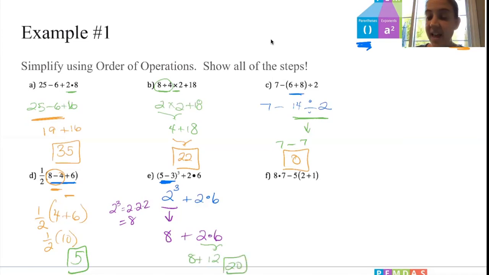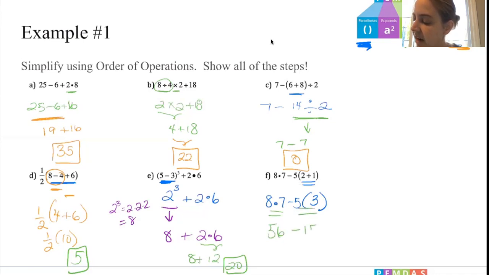On the next set, in letter F, we're dealing with parentheses again. So 2 plus 1 is 3. Bring down everything else. 8 times 7 minus 5 times 3. Let's look at multiplication and division. We want to go left to right. So on the left, 8 times 7 is 56. Minus, on the right, 5 times 3 is 15. Those parentheses mean multiplication there. And then we have subtraction. 56 minus 15, I have to think about this one, is 41. Again, you can use a calculator to help you with those in-between steps, but I want to see all of those written out.